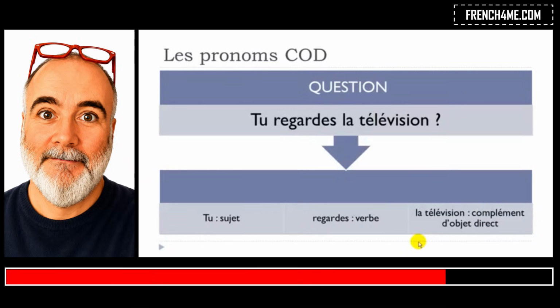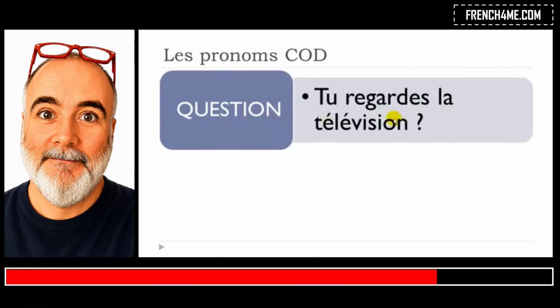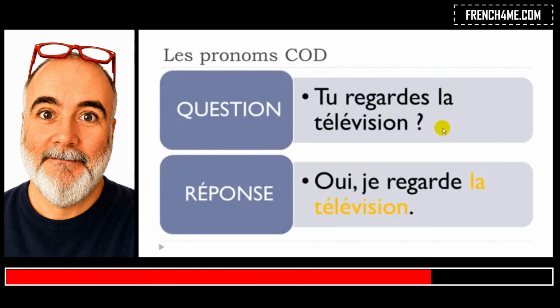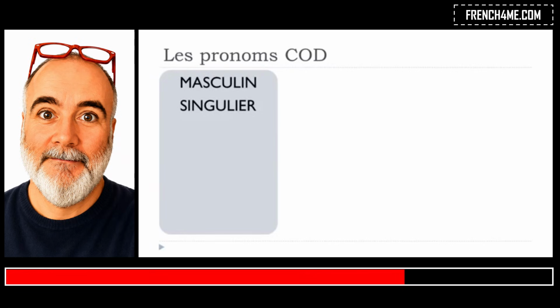So why is it quite important to use les pronoms COD? Because when someone asks you tu regardes la télévision, the first option would be: oui, je regarde la télévision. Of course it's possible to repeat la télévision, but in most cases we won't. We will use what we call pronouns, just to avoid repeating this word. So let's see these pronouns together.